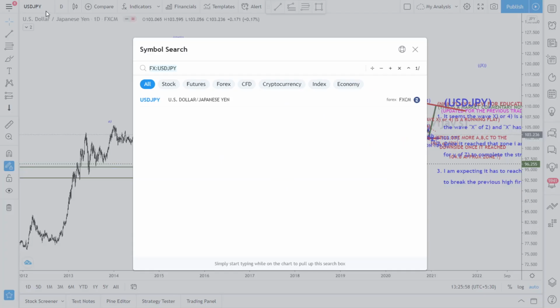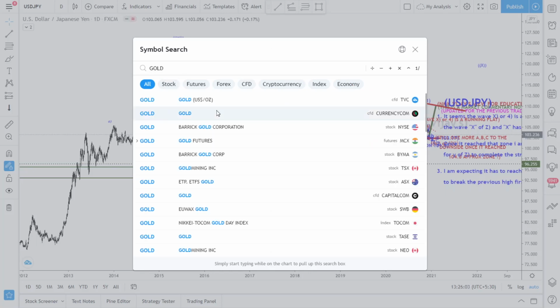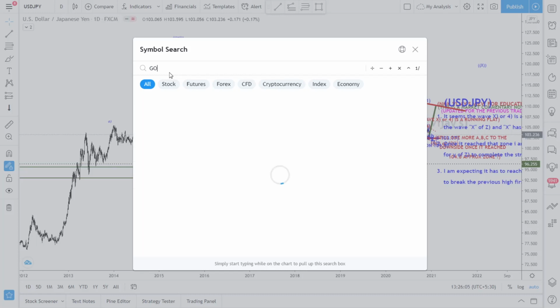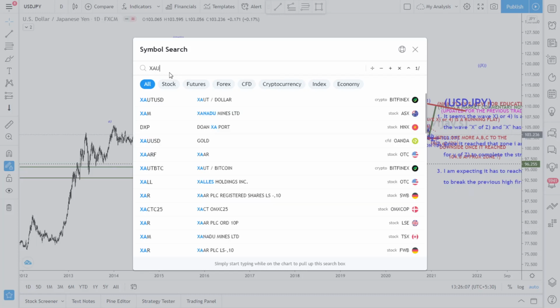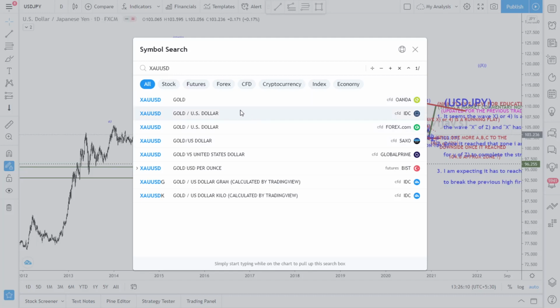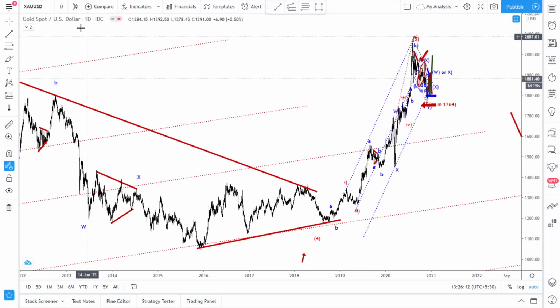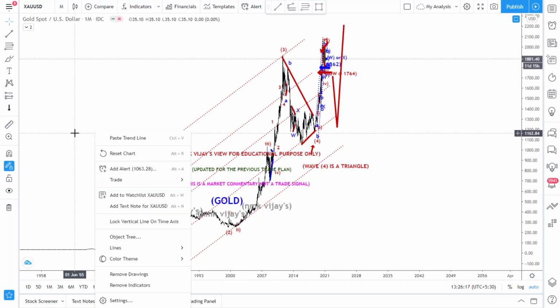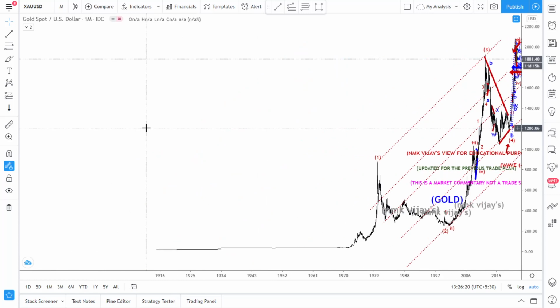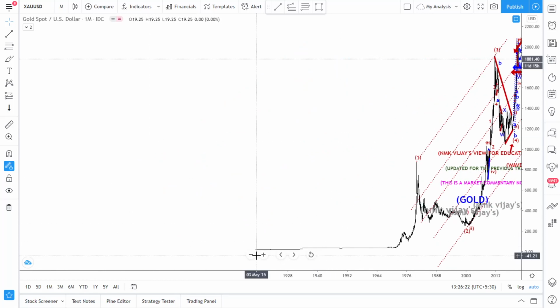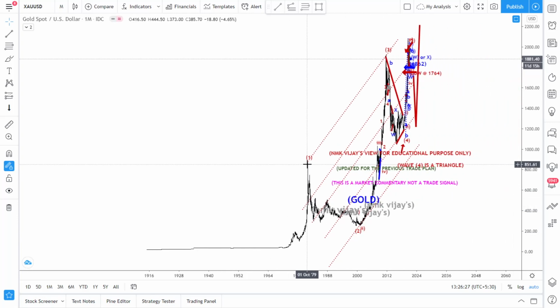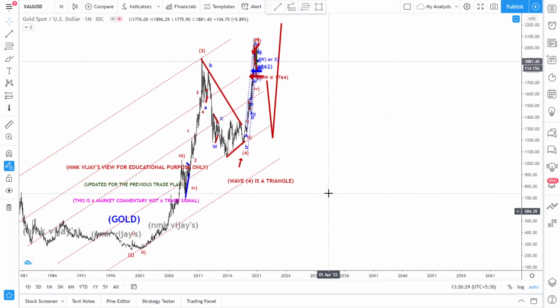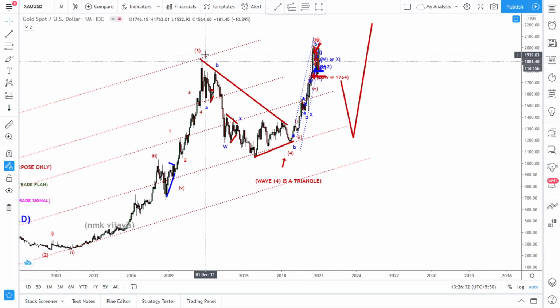So next we will move on to gold, XAU USD. Here, this is from 1916, so we need not go through all those things. So from here it is a 1, 2. So we have already ended the third wave.